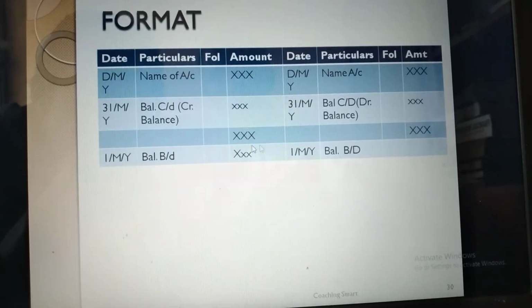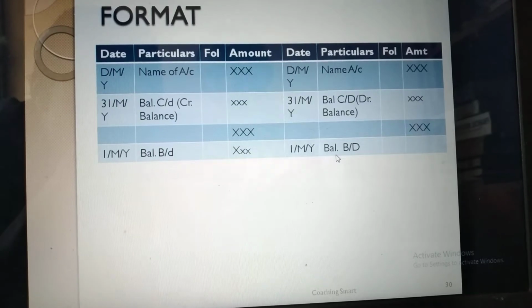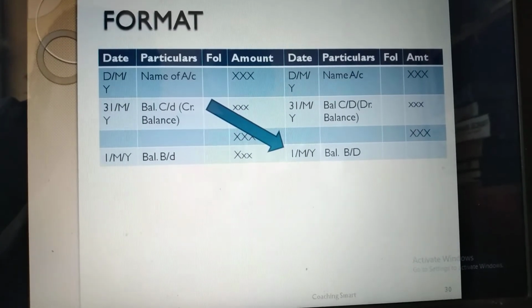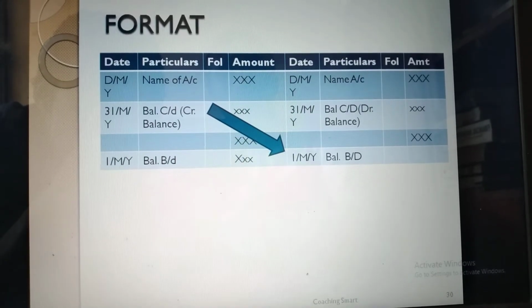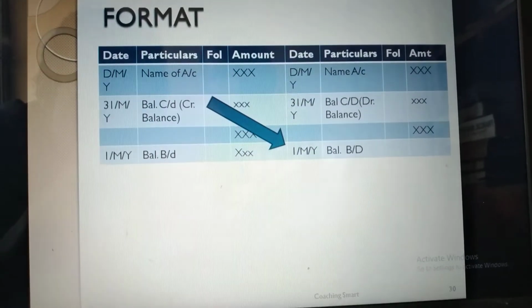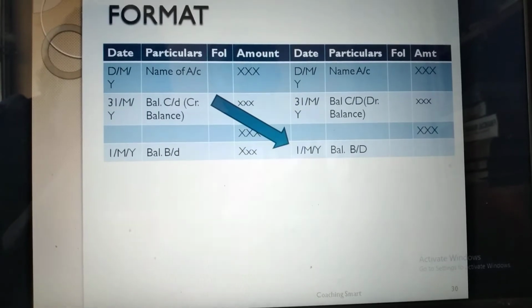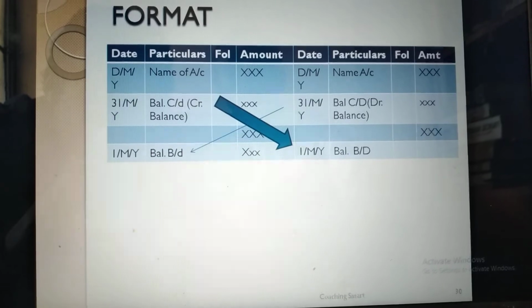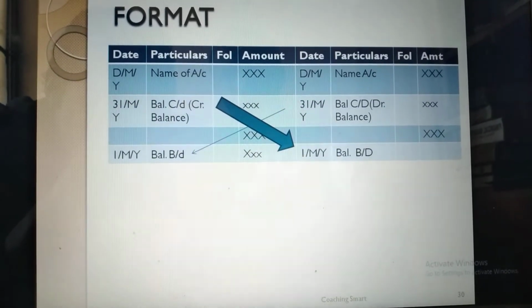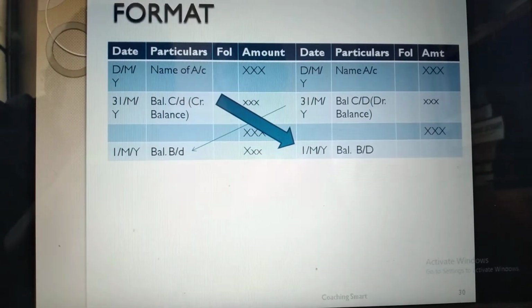Now you bring them down. When you bring them down, the balance carried down for credit balance will be brought forward into the credit side of the ledger, and the balance carried down for the debit side will be brought down to the debit side of the ledger.